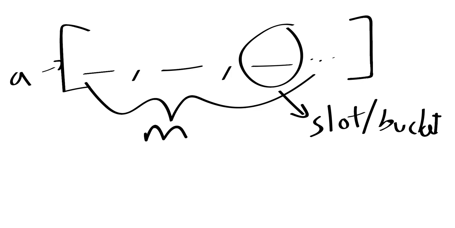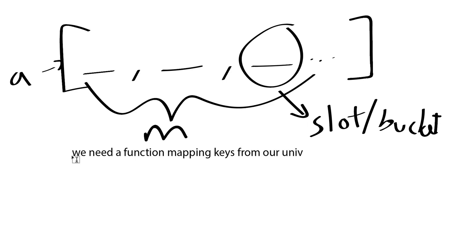So let me actually write it down here. We need a function mapping keys from our universe to the set of, or to any position here. So to some index, I guess. Yeah, if that makes sense.